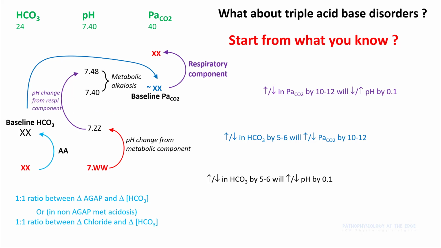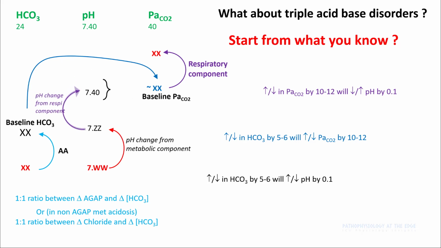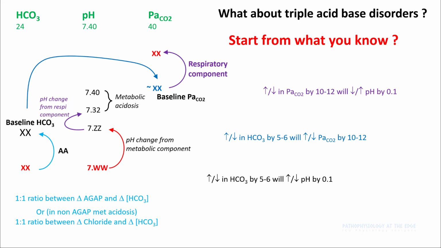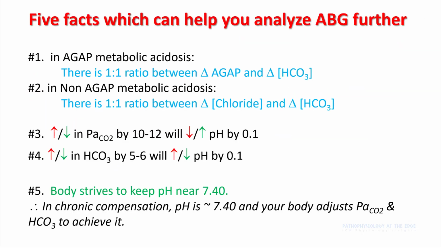If you end up getting a higher pH, that means there's some additional process going on, that is metabolic alkalosis, which has brought that pH higher. And if you end up reaching a lower pH after correcting for these two, there's an additional metabolic acidosis going on. Remember these 5 facts which can help you analyze the ABG further.